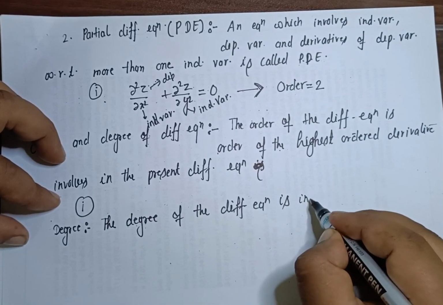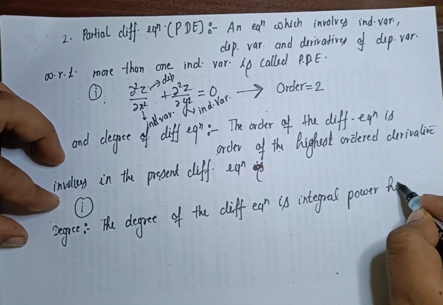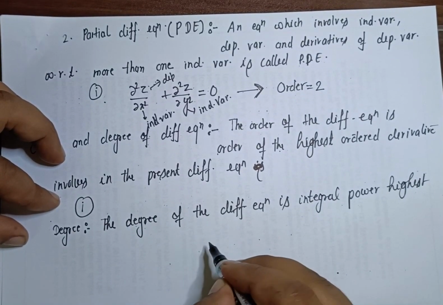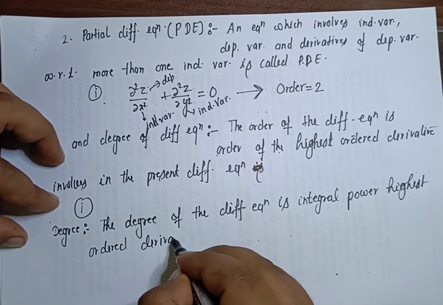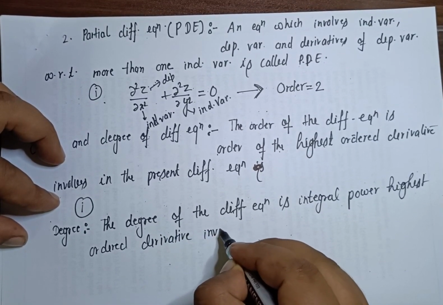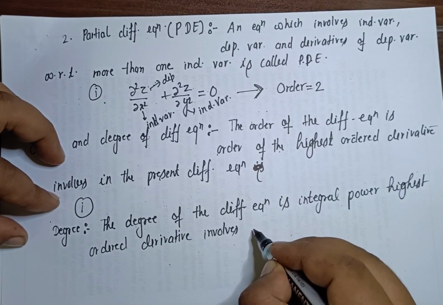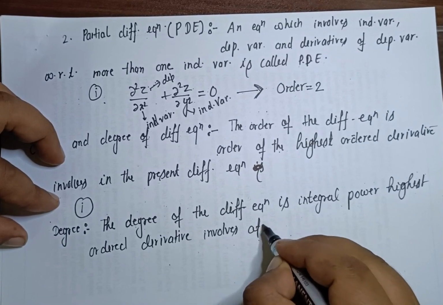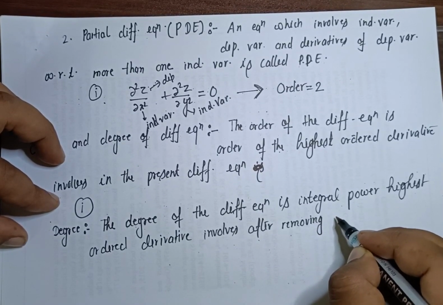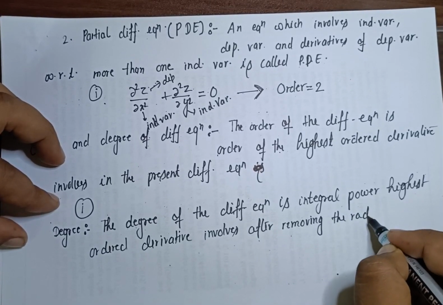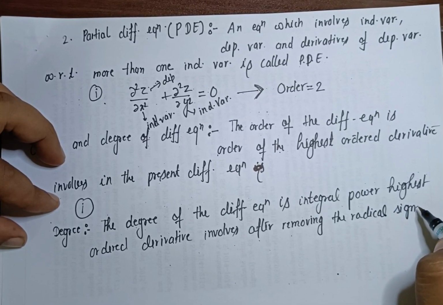the integral power of the highest order derivative involved, after removing the radical sign and fraction.